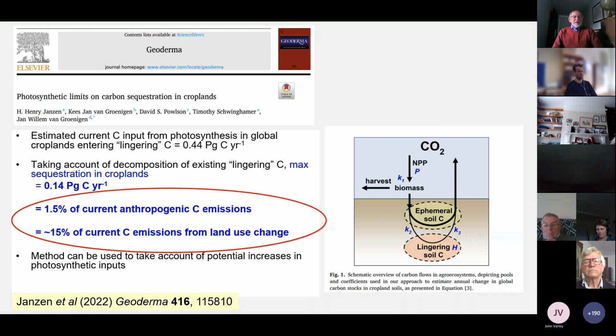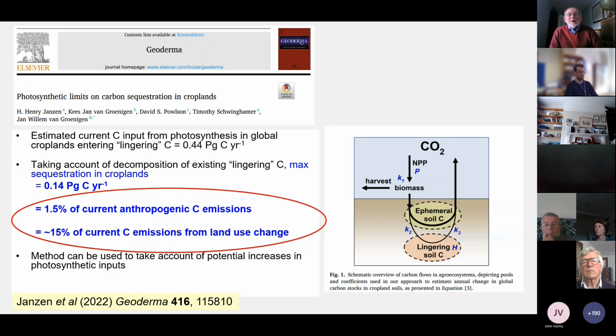I'm going to give a couple of slides which look a bit complicated, but I'll try and give you the message. It's 2 papers that I've been involved in that have been published just this year. One paper very much led by a very distinguished Canadian soil scientist, Henry Jansen. We tried to estimate how much photosynthesis is there in the world, how much of that is in cropland, and really that's the limit to how much carbon can be coming into our soils.